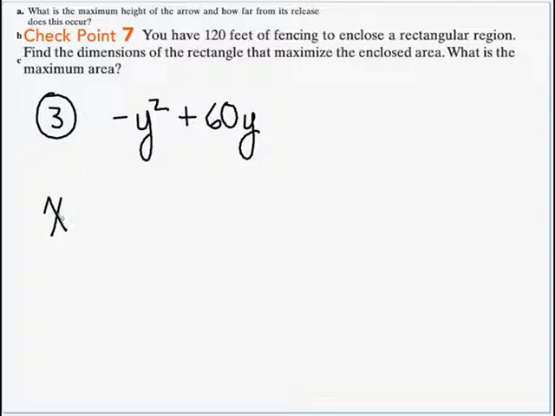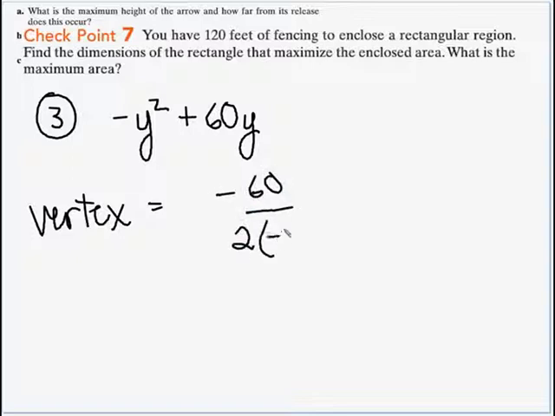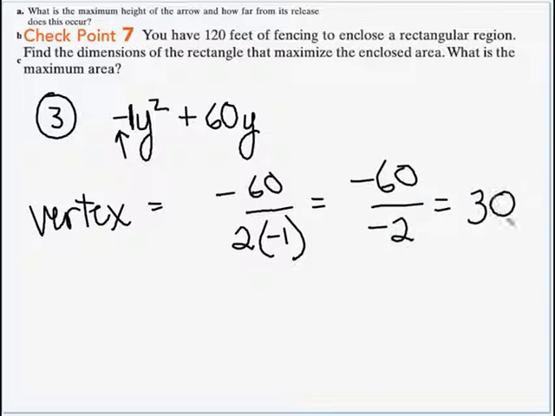And now, of course, we want to find the vertex. Ooh, I wonder if this will work. Vertex equals negative b over 2 times a. And in front of that, there's a negative there, so there's an implied 1, negative 1. And then we're going to get negative 60. Yeah, this will work. Over negative 2. And if we divide that out, we get 30.